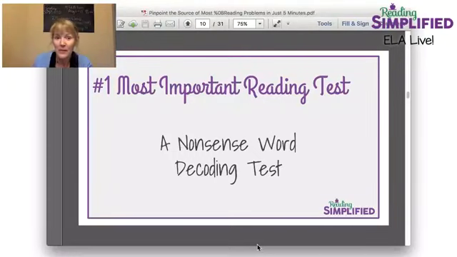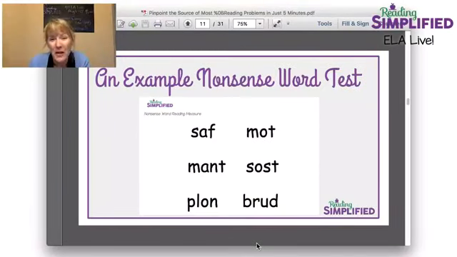Because this is real experience and it's also based in research. So let me tell you a little bit more. If you don't know what I mean by a nonsense word test, I mean a non-word test where the words are made up and the student has to read them as if they were real words. So the student would look at this and say saff and mott and mant and sauced. Okay, thanks for the thumbs up, you guys.